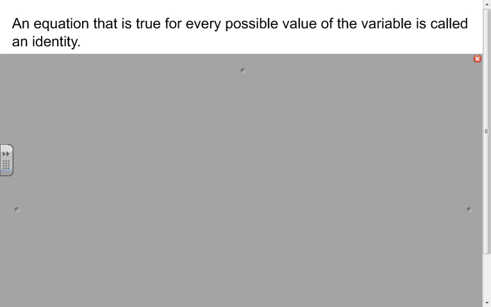Next topic. Definition. An equation that is true for every possible value of the variable is called an identity. We used the identity property earlier. It's the same word. We're using it a little bit differently, so don't get the two confused. Okay? Here's what it means if we have an identity.